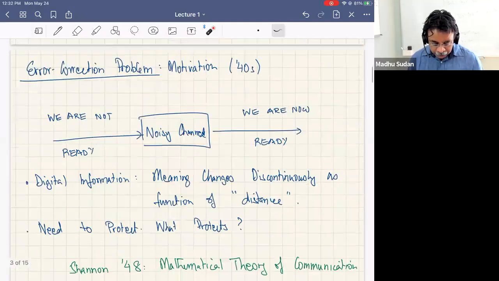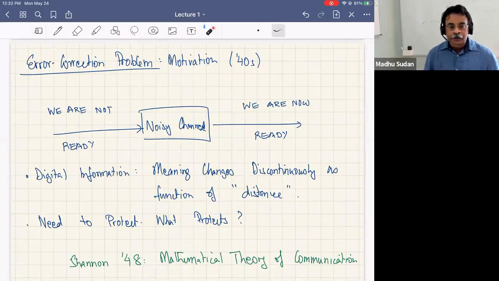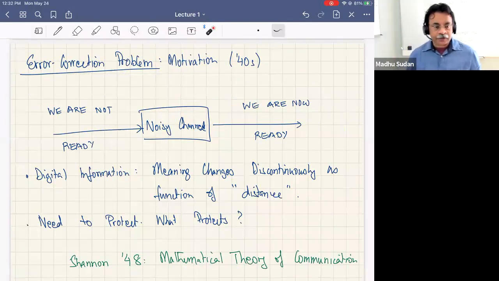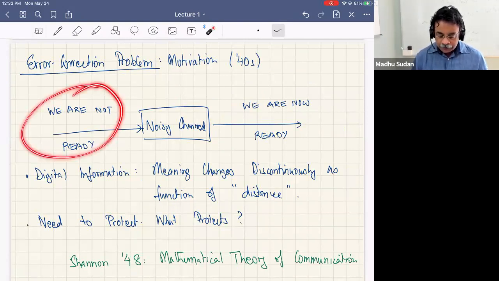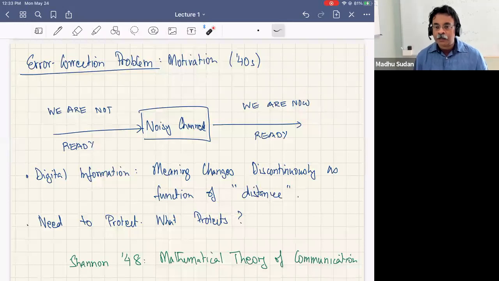All right, so the error correction problem is the problem that we will be dealing with in these lectures. It's an old problem. It started in the 1940s when people started building digital communication devices, digital computers, and realized very quickly that when you're transmitting digital information, noise can make things very unreliable. So a message of the form "we are not ready" can get communicated as "we are now ready" and completely change the meaning of what you intended with just one single error.